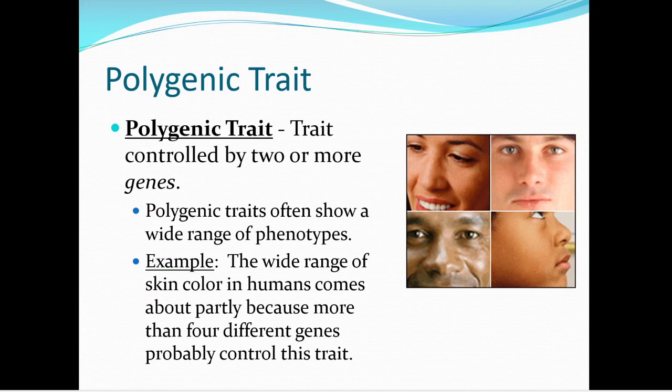And so we call those polygenic. Poly, P-O-L-Y, means many. It is a trait controlled by 2 or more genes. And polygenics often show a wide range of phenotypes. You might look around your family and see that. The wide range of skin color in humans comes about partly because more than 4 different genes probably control this trait. We have no idea how many genes actually control it. We just know it's definitely more than 1.